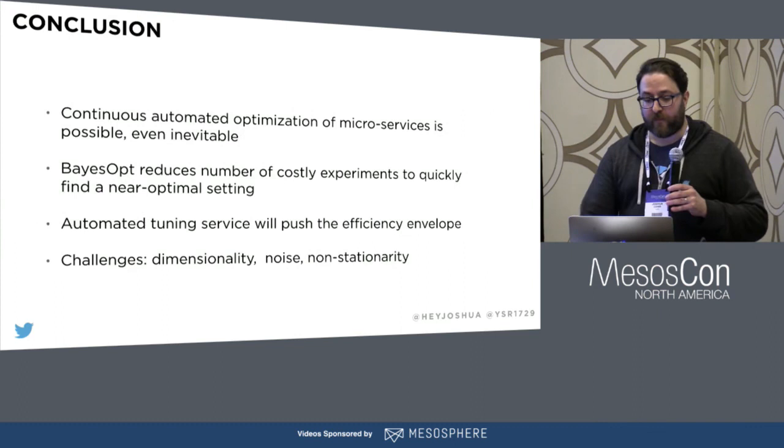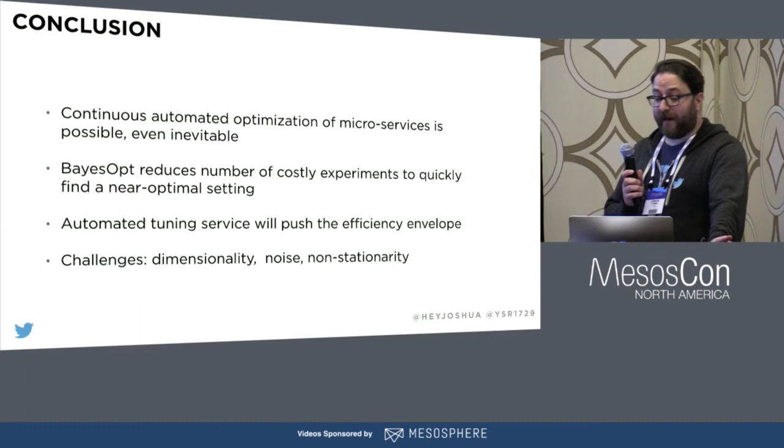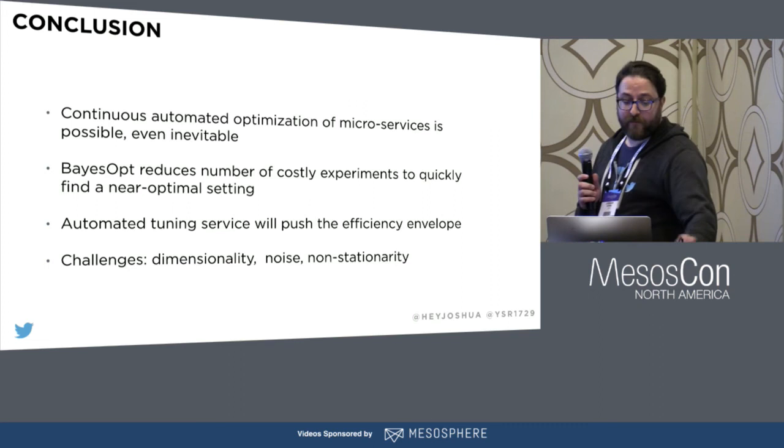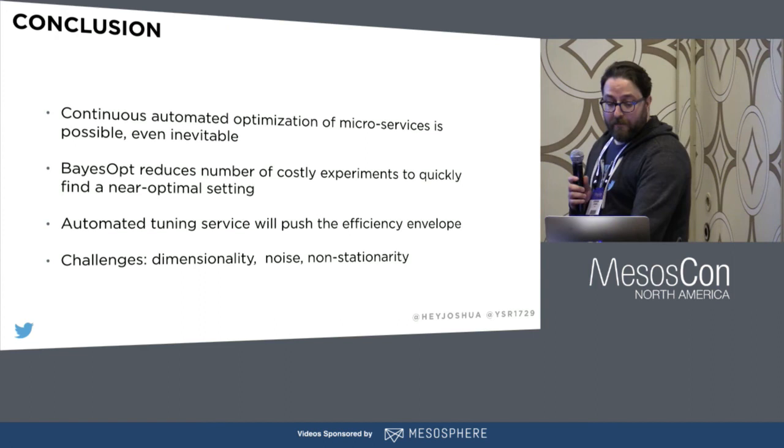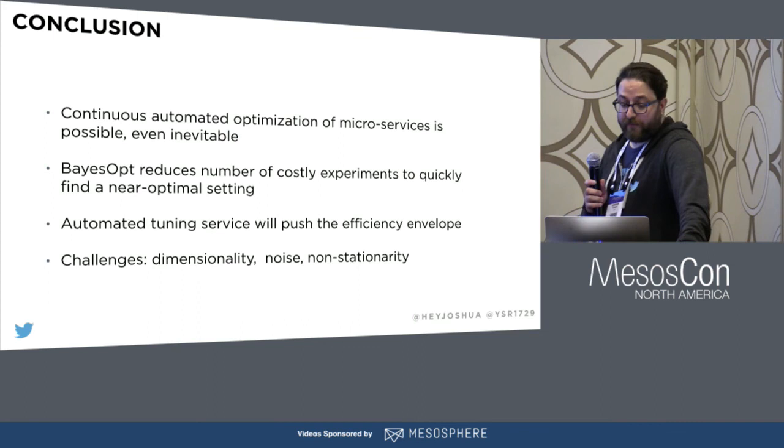So in conclusion, given the scale of the problem and the possible gains, it seems clear to us that some form of automation is desirable in this space. Like we do for QA, continuous performance optimization appears inevitable for efficient operation of microservices. BaseOpt, because it drastically reduces the cost of search for an optimum, appears well suited as the technical basis for this kind of work.